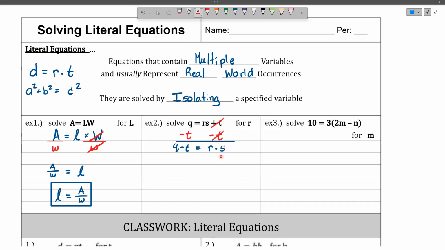Because the next step is to get rid of that S, right? So how would I do that? If it's times S, how do I undo times? Good. Divide by S.